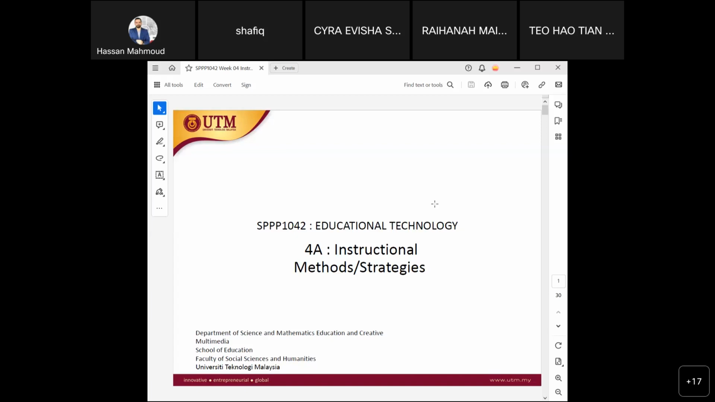When we started with the topic, I've noticed that we have actually jumped this topic, instructional methods and strategies. So we are going back to discuss this topic first, because next week is going to be our quiz, or the first exam. All right, and the exam will be for all the topics that we have covered so far, including this topic, instructional methods and strategies.